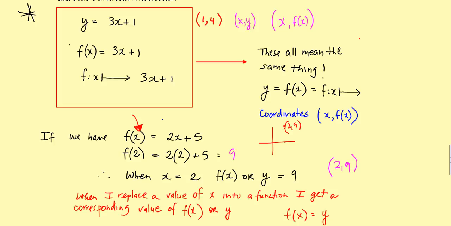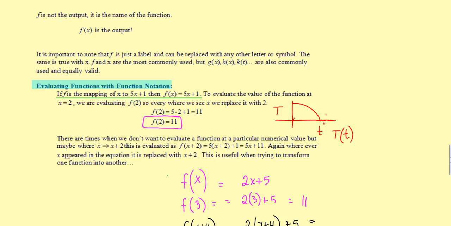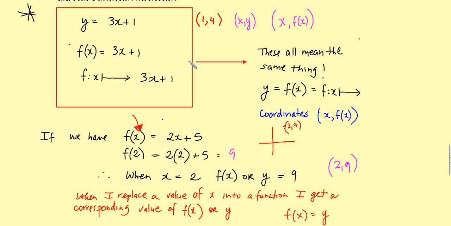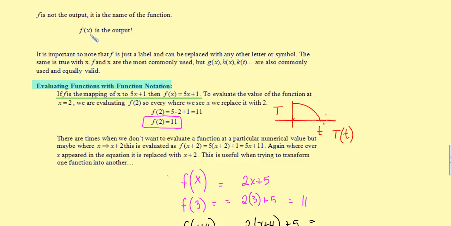Okay, so f is not the output, but it's the name of the function. What the output is, so I have an input. In the previous page, our input was 2, and our output was 9, f of x. Okay, so f of x is the output, not f.